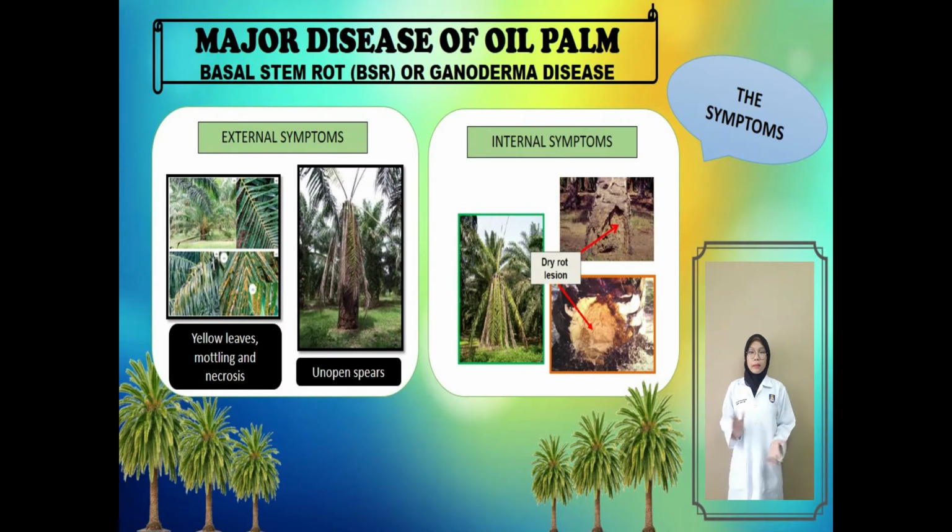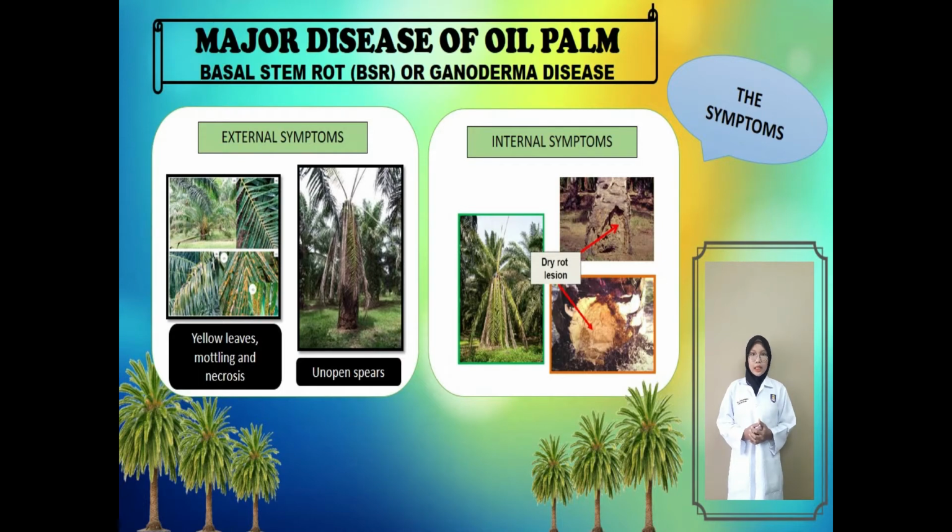Let me explain about the symptoms of Basal Stem Rot. There are two major symptoms that we see in this disease: external symptoms and internal symptoms. For external symptoms in immature palm, yellow leaf, mottling, and necrosis are shown. Unopened leaves are shorter with the tips becoming chlorotic and necrotic.